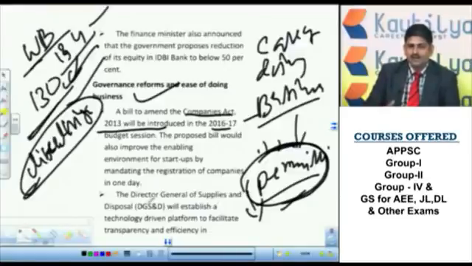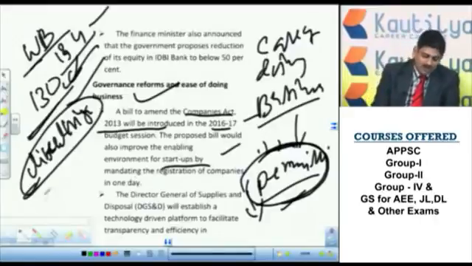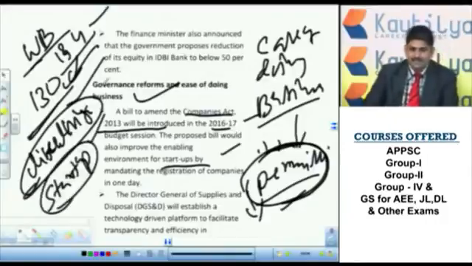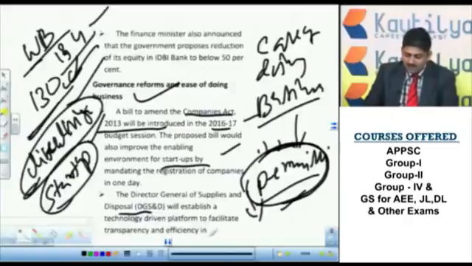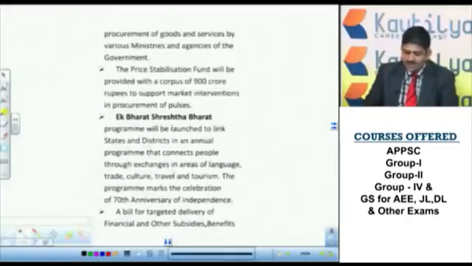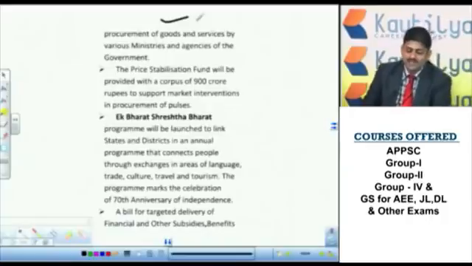So what this idea is all about. This proposal would also improve the enabling of startup companies, because the Government of India is giving good importance to startup companies. A new scheme was already introduced for the startups in January 2016, and we will discuss it later on. Here the Director General of Supplies and Disposals will establish a technology-driven platform to facilitate transparency and efficiency in procurement of goods and services by various ministries and agencies of government.